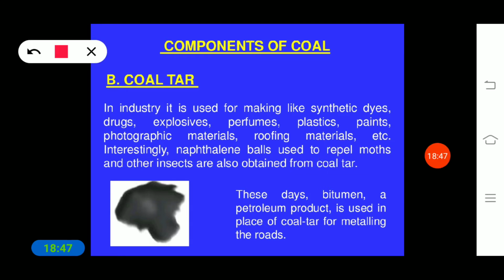Okay. So these are some useful products that we get from coal tar. By using this coal tar we can prepare materials that we use in our daily life.